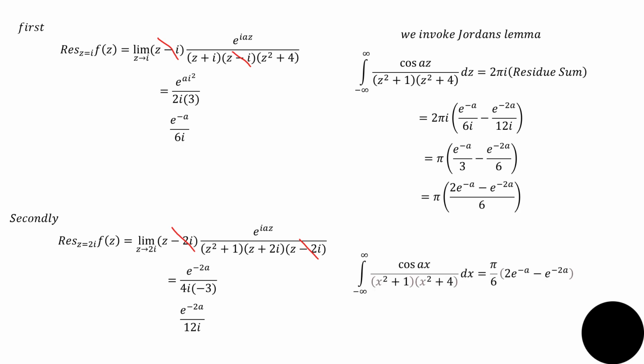So our final answer is that the integral of cos of az over z squared plus 1, z squared plus 4 dz is equal to pi over 6, 2e to the power of minus a minus e to the power of minus 2a.